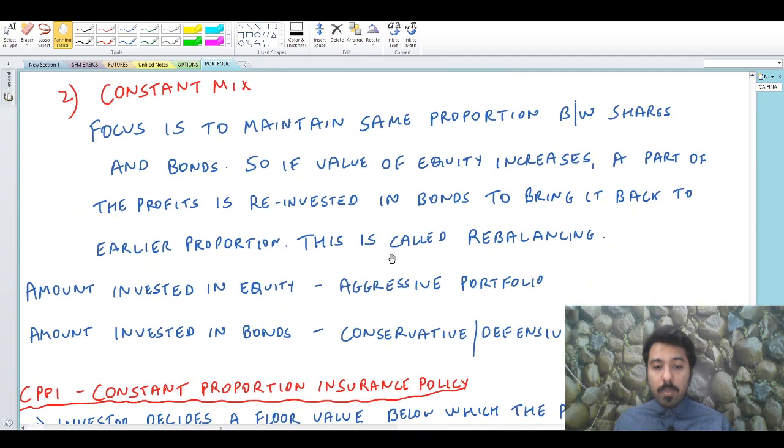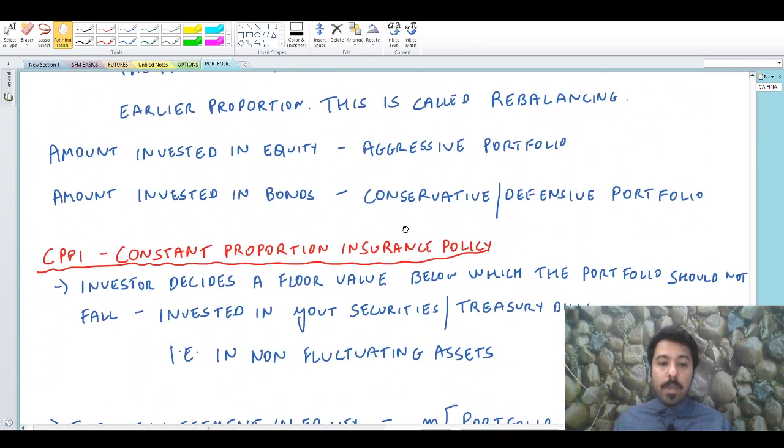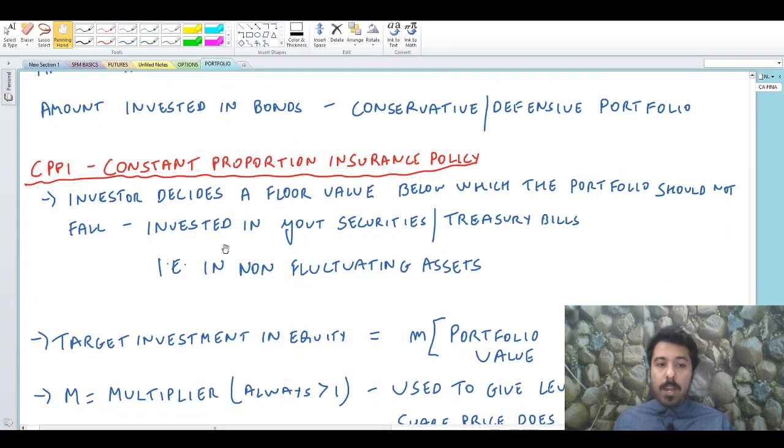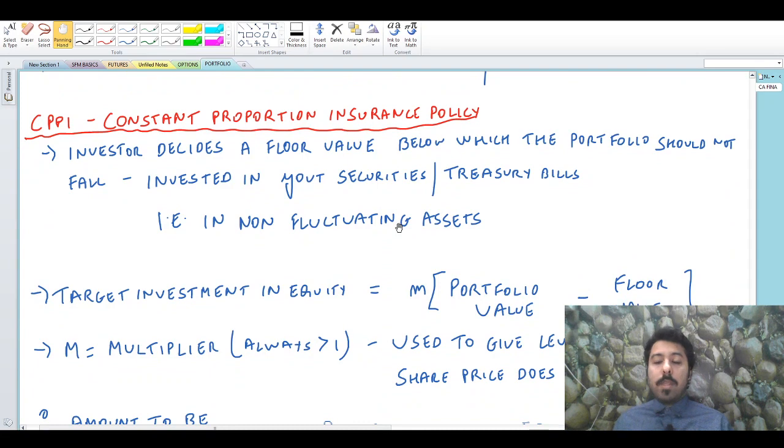Okay. Now we have third, CPPI, constant proportion portfolio insurance, a variation of rebalancing. Investor decides a floor value below which the portfolio should not fall. Like my portfolio value is 1 lakh. I decide that my portfolio value should not fall below 80,000 or not fall below 50,000, whatever happens. Okay. So such amount should be invested in government securities.